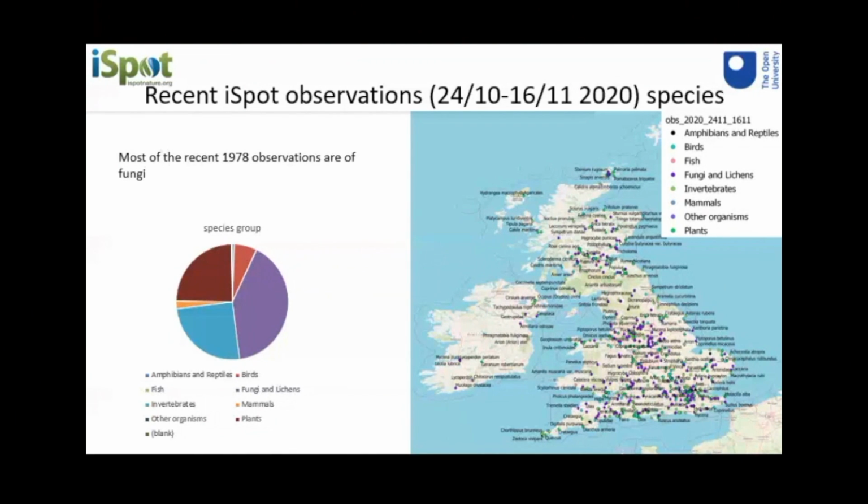The map shows that they're all over the UK, basically, of many different taxonomic groups. Although, interestingly, the biggest chunk are of fungi and lichens. Not necessarily surprising at this time of year, but this pie chart will be quite different at other times of year. So it's not quite half, nearly half are of fungi. The next biggest chunk are of invertebrates, and then plants. Okay, if we move on to the next one.